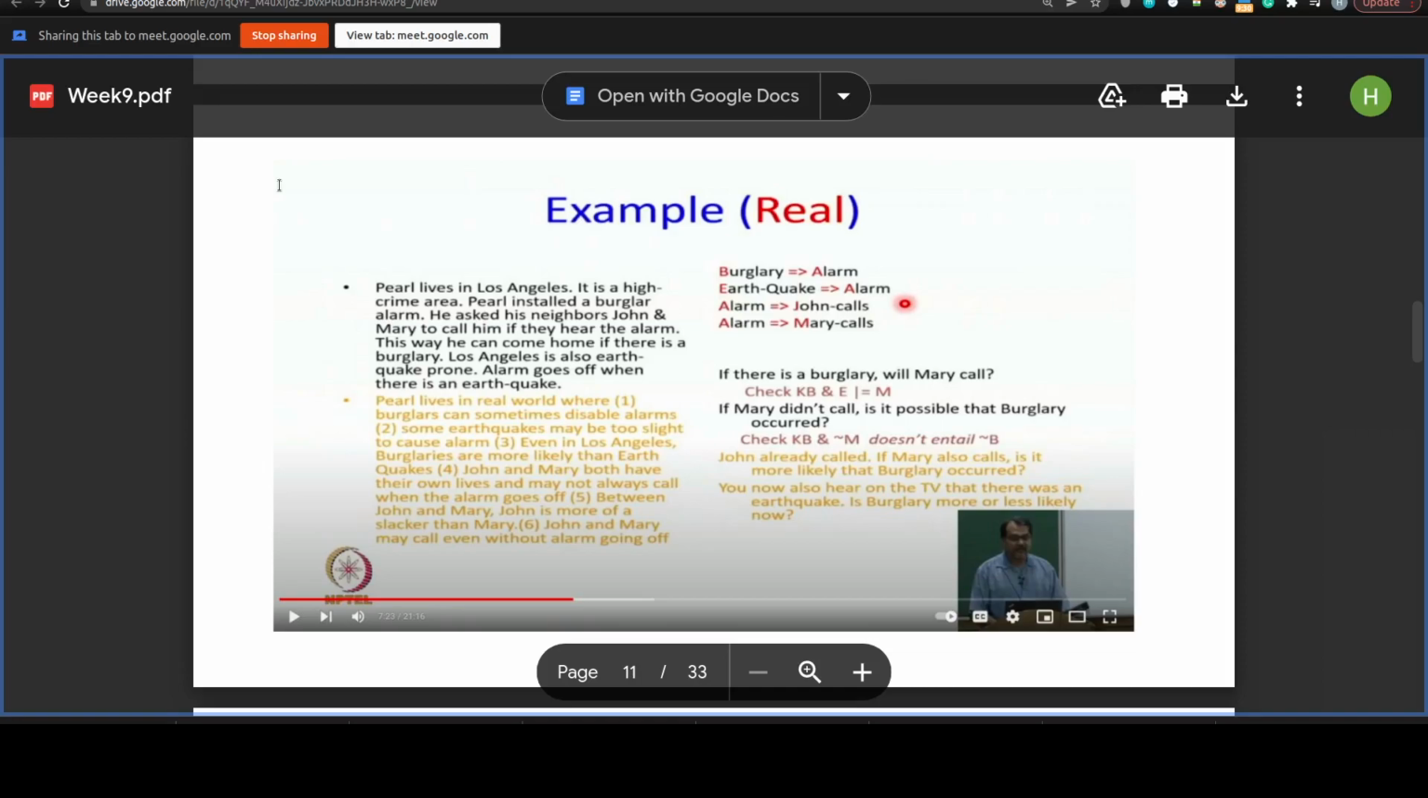Los Angeles is also earthquake prone, and the alarm goes off when there is an earthquake, right? So burglary implies that there is an alarm, and earthquake implies that there is also an alarm, and if there is an alarm then John calls, and if there is further an alarm then Mary also calls. So these can be the following events, and this can be modeled in the same way we did above. You can model all these in terms of probability.